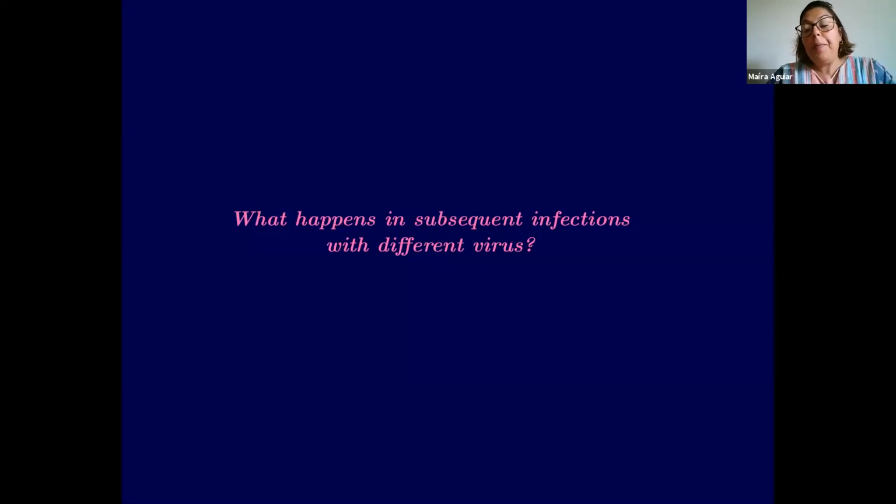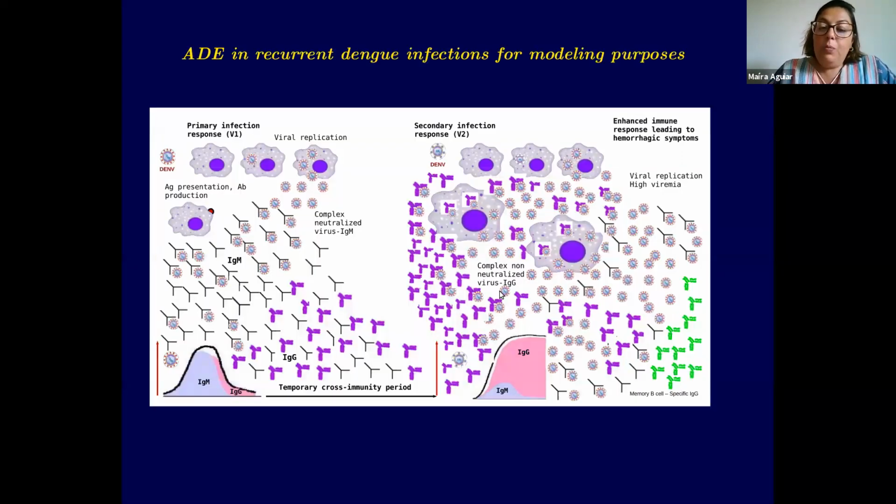All right. So what happens if you have a secondary infection with a different serotype? Again, our scheme here, and we see that now the secondary infection is generated by a different serotype than in the primary infection. You have a similar behavior.